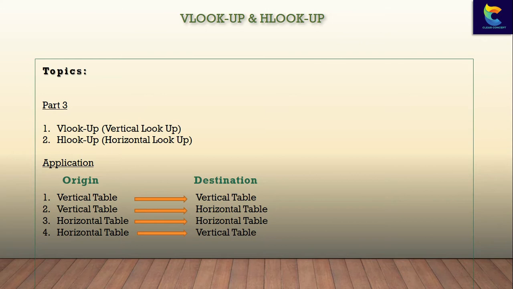If we take two tables, one is the origin where all the data will be, and the other one is where the data has to be filled. So the first case we will take is a vertical table where everything is there, and then I need to fill up a couple of cells in the destination table. So the first case is vertical table to vertical table. Second is the vertical table to a horizontal table. Third is the horizontal table to horizontal table. And the fourth one is the horizontal table to a vertical table. Okay, let's move on and understand how both of these formulas work.